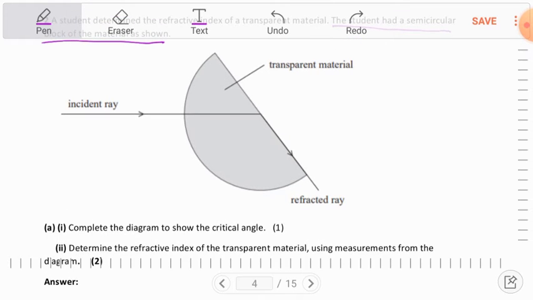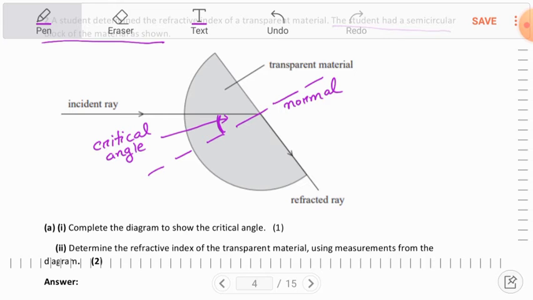First we need to draw the angle of incidence in here. So let us first draw the angle of incidence. It will be perpendicular to the refracted angle. So here it will be, so this is the normal, and the angle that the incident ray makes with the normal is actually the critical angle. So we need to label it down. This is normal and this is the critical angle. So part A1 is done.